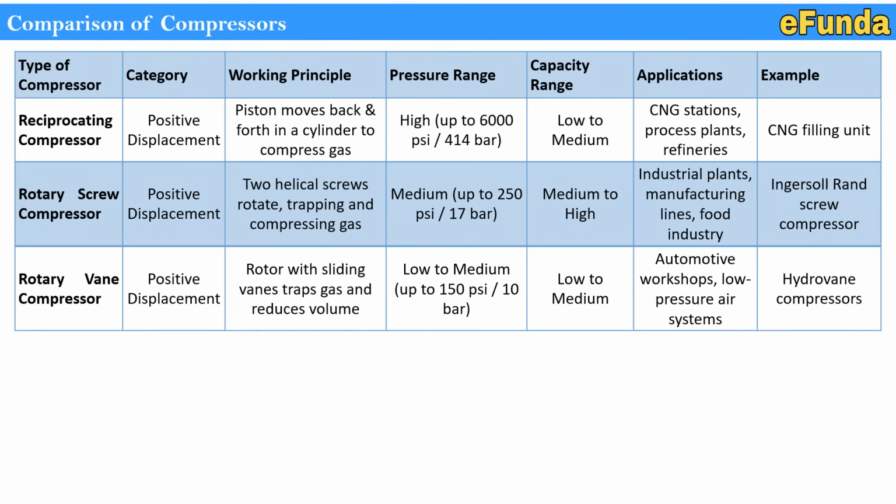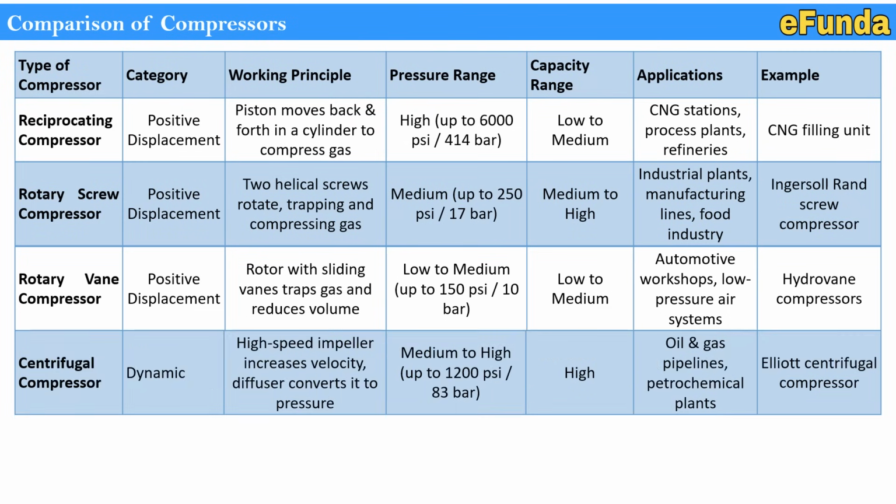Centrifugal compressor is a dynamic type, working with a high speed impeller that increases velocity and a diffuser that converts it to pressure. Range is medium to high, up to 1200 psi and 83 bar. Capacity range is high. Then the application: oil and gas pipelines, petrochemical plants. And Elliott centrifugal compressor is the example.